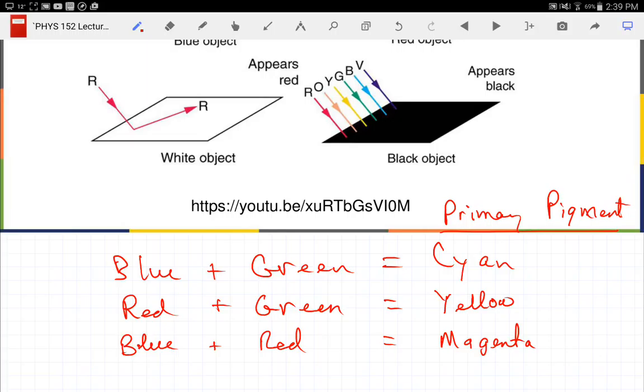How many people have taken a painting class where you talked about the primary pigments? Okay, got at least four there. And what did they say were the primary pigments? Not white. I don't remember.